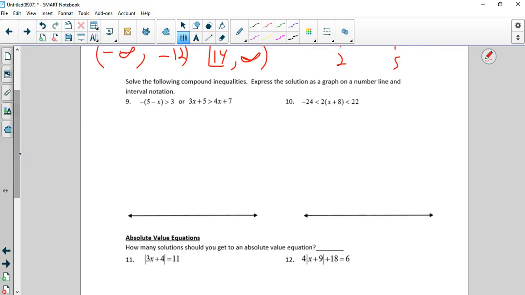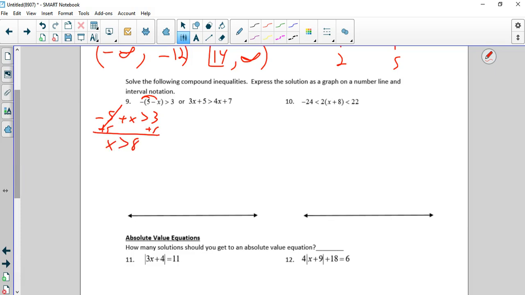Solve the following compound inequalities. Well, with the OR, we have just two separate inequalities going on. The first one, I'm going to just send the negative in. Again, I don't flip because I'm only doing it to one side. Negative 5 plus x greater than 3. I'm going to add 5 to both sides. Cancel. X is greater than 8.